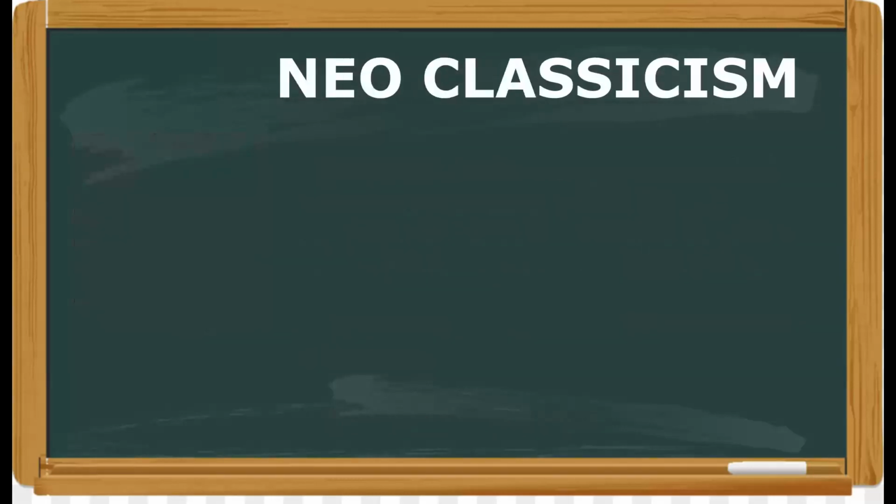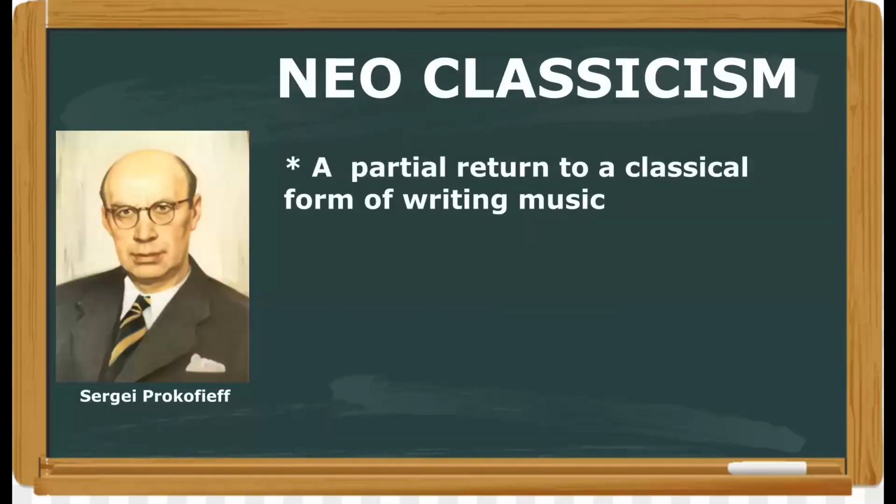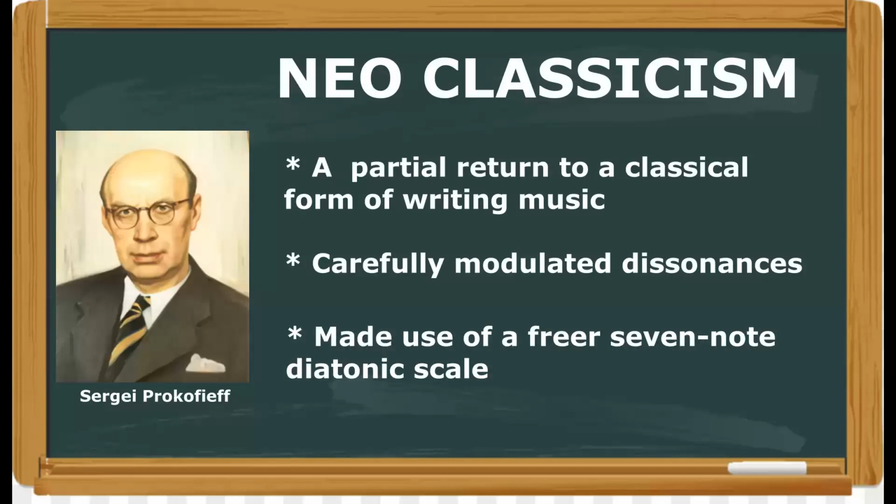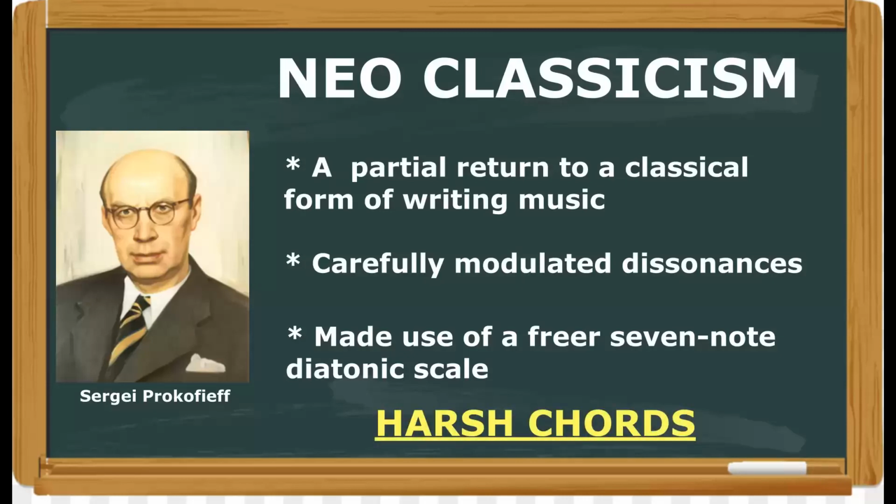Neoclassicism. It was a partial return to a classical form of writing music, with carefully modulated dissonance, and made use of the freer 7-tone diatonic scale. And when combined, this music style produces harsh chords.